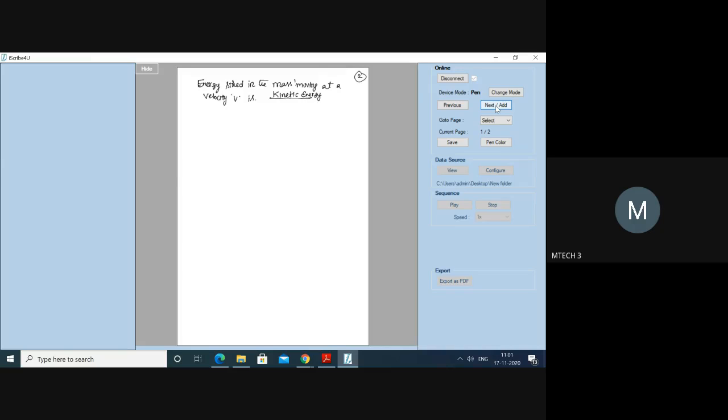Okay, so what is E of mass? Can you say what is the equation for kinetic energy? Half into m into v square. So this is the equation of the energy stored in the mass when moving at a velocity v.